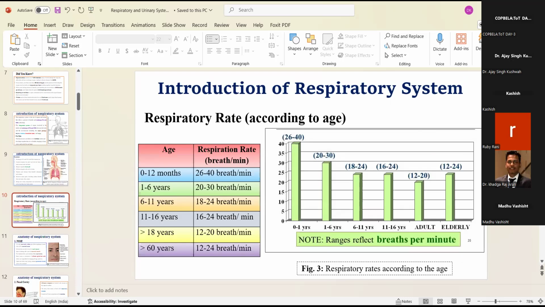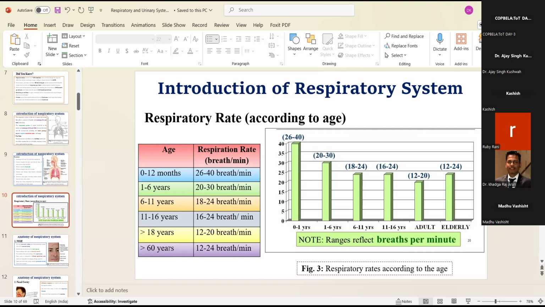Next is the respiratory rate according to the age. Children have a higher respiratory rate as compared to adults because they have less lung capacity. You can see in this diagram, in the figure, the age with respiration rate. If the child's age is around 1 year, the respiratory rate is 26 to 40 breaths per minute.